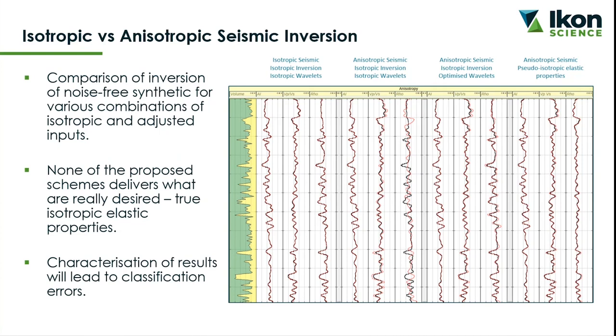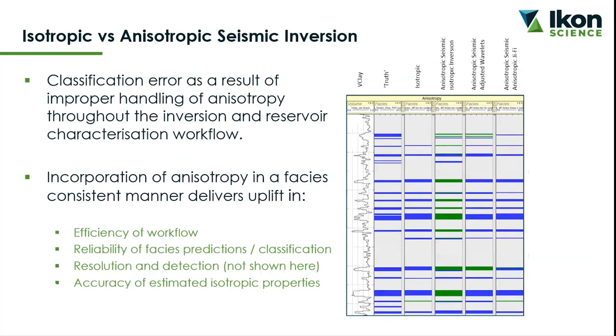One way of handling this in a slightly more elegant manner is to incorporate anisotropy into the inversion workflow. That can only be made possible through using a facies-based approach, through which we assign anisotropic parameters to each of the different rock types. So what we're comparing here is a classification of each of the different elastic property outputs from each of the different workflows. The second track in the image shows the truth case.